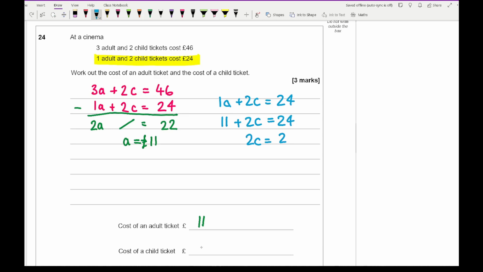That's going to be 13. And then 1c is going to be 13 divided by 2, which is 6.5. So the price of a child ticket is going to be £6.50.